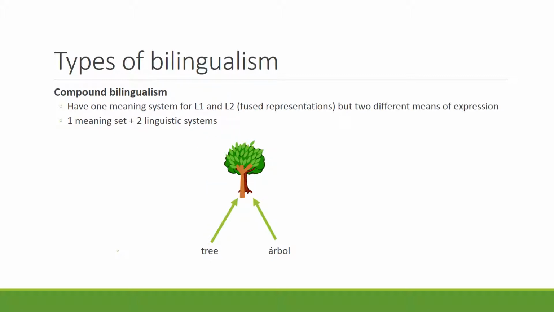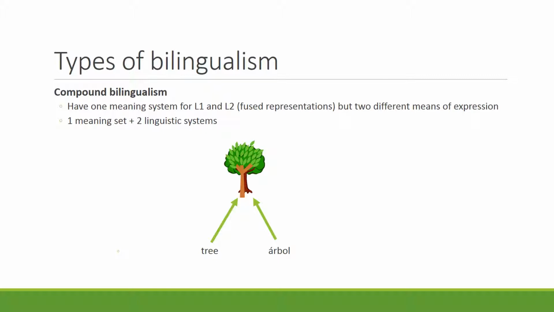Compound bilingualism occurs when you have one semantic universe, one meaning system for both languages, L1 and L2. We call this fused representations. So you have one meaning system, but you have two different ways to express that meaning system. So you have one semantic universe, one semantic network, but you have two different language systems you can use to talk about that semantic network.